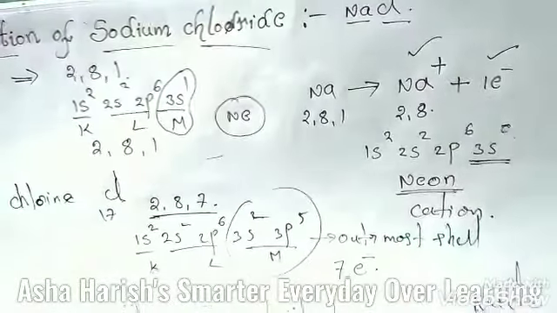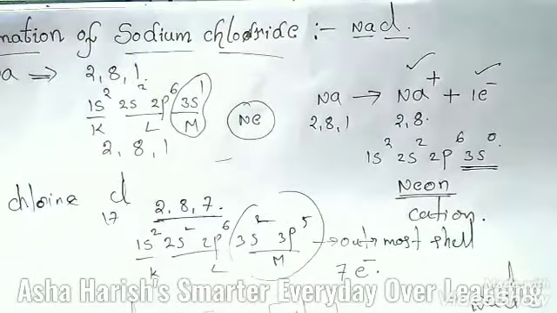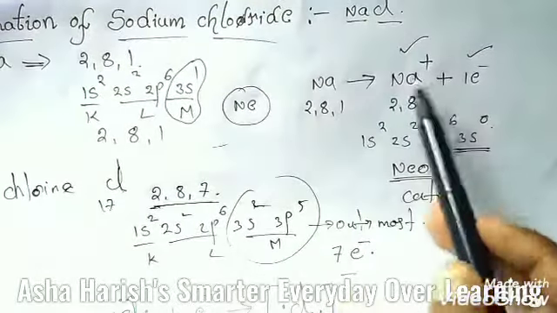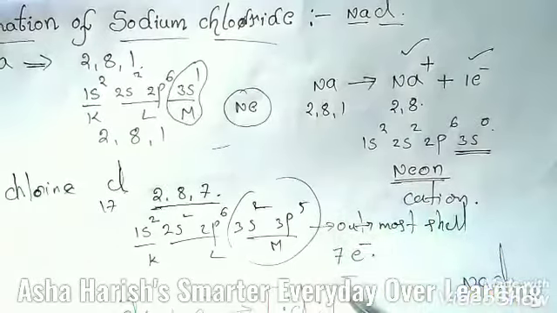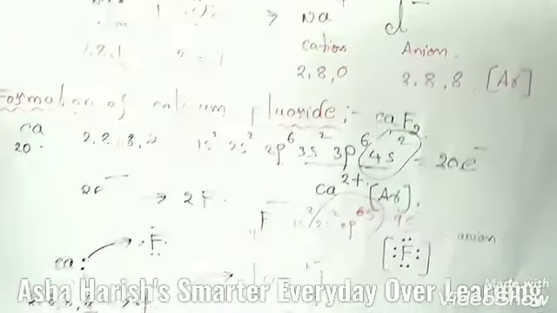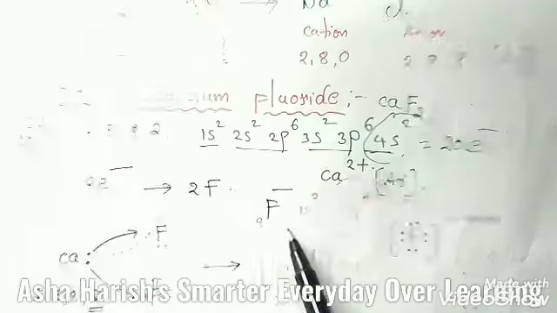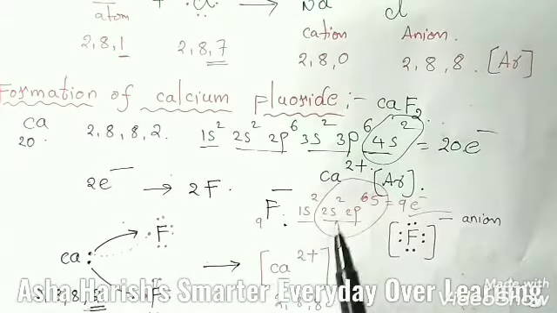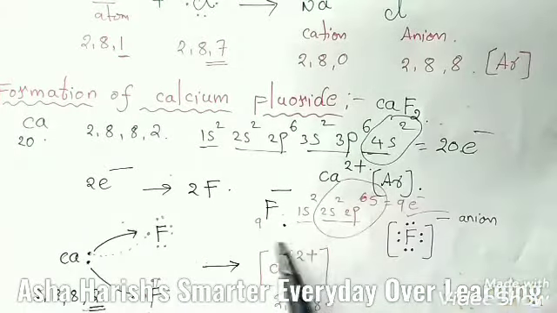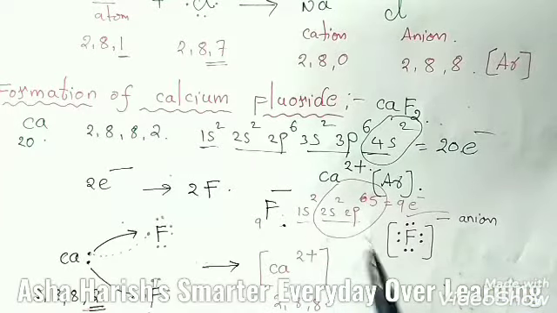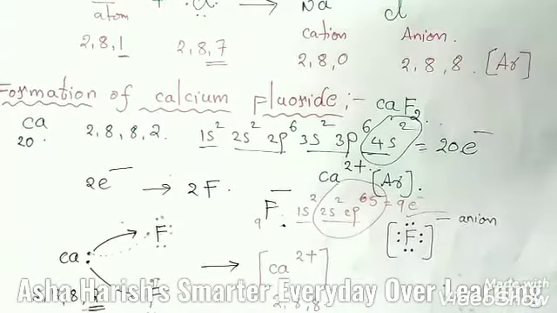And students, formation of sodium chloride, NaCl formation, formation of cation and anion also explained in this class. And the next one is formation of calcium fluoride with calcium atomic number and its electronic configuration, and fluorine also. A cation can be formed of calcium and an anion of fluorine, that is fluoride ion. I have explained this in this class.